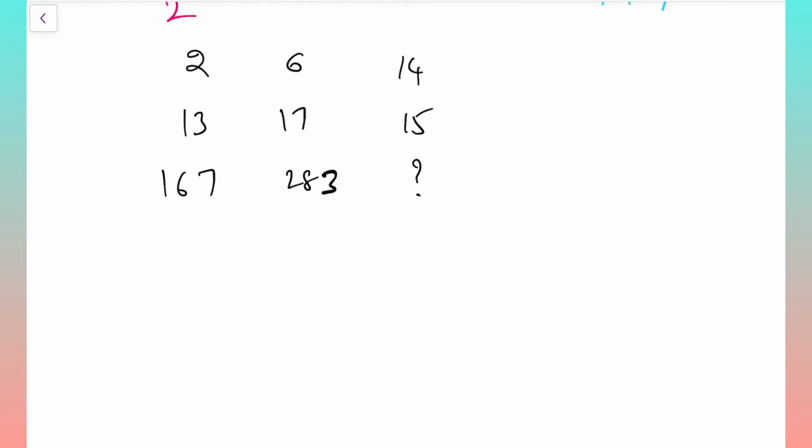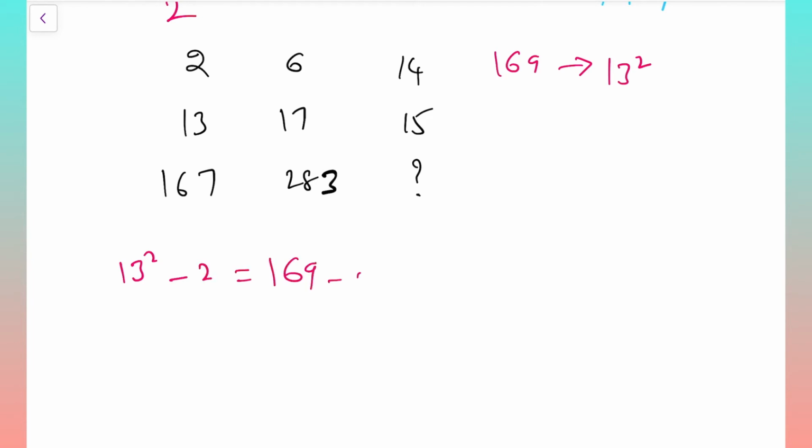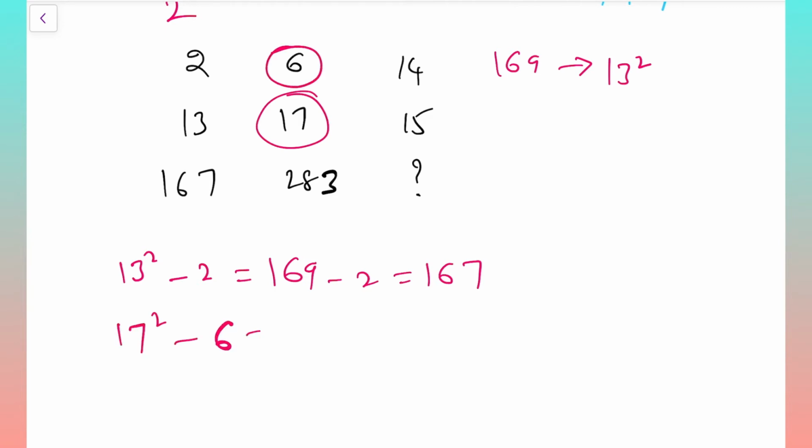Okay, now if you observe this, 167 is near to 169, which is 13 square. Here also we have the number 13 anyway. So I will apply that logic now. Second number square, 13 square, minus first number, 169 minus 2, it's nothing but 167. Then the same way here 17 is there, so 17 square minus first number, 289 minus 6, 283.